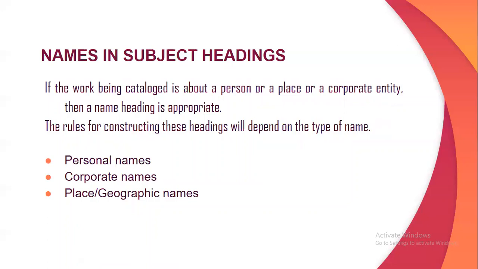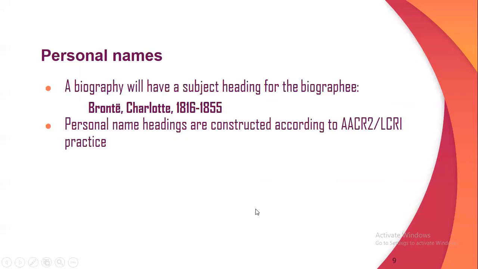Next, names in subject headings. If the work being cataloged is about a person or a place or a corporate entity, then a name heading is appropriate. So the rules for constructing these headings will depend on the type of name: personal names, corporate names, and place and geographic names. A biography will have a subject heading for the person, for example Brontë, Charlotte, 1816-1855.